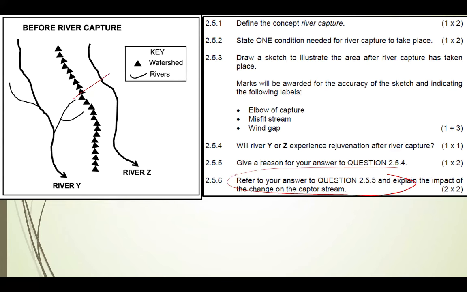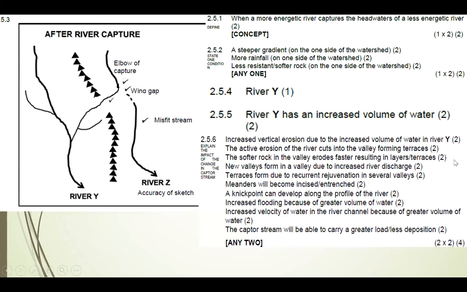It is going to have more water. It's going to flow faster. It's going to have increased vertical erosion. The active erosion will cut into the valley, forming terraces, in the softer rock. So this is a little bit complicated, but you need to just simplify that. You must know that the volume of water is going to increase, erosion is going to increase, deposition is going to decrease, vertical erosion is going to increase.